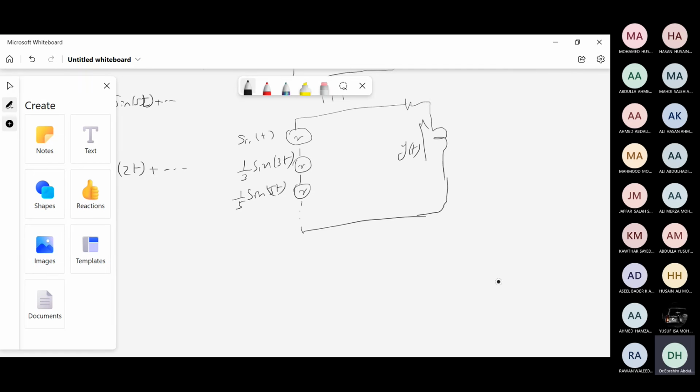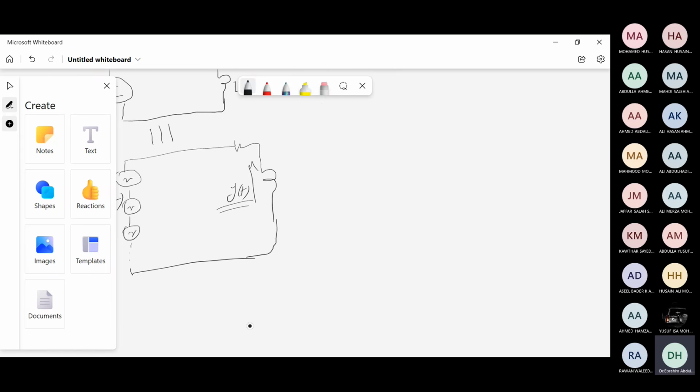Just consider only one source at a time. So find the output from only sine of t, then find the output from 1/3 sine 3t, then from this one, then add it together to get y of t. And this can be done very easily because we know now h of omega is constant.